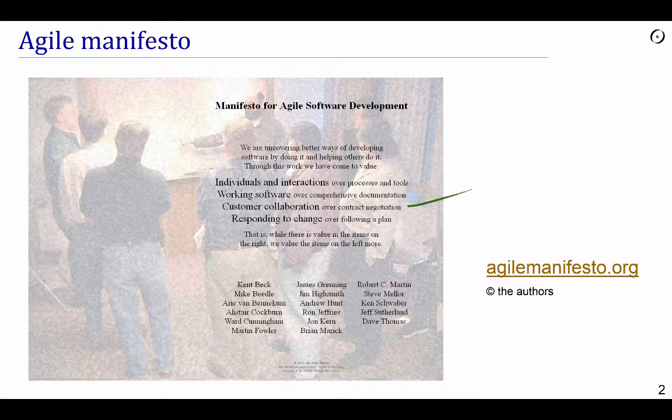Three, customer collaboration over contract negotiation. Of course, you need to make sure that your software satisfies the needs of the customers. You can have the lawyers involved. You can go weeks describing and discussing exactly what it is that the customer wants and accepting it or not. It's much better to involve the customers, to involve the people representing the business from beginning to end in the project, in the development. And finally, responding to change over following a plan.